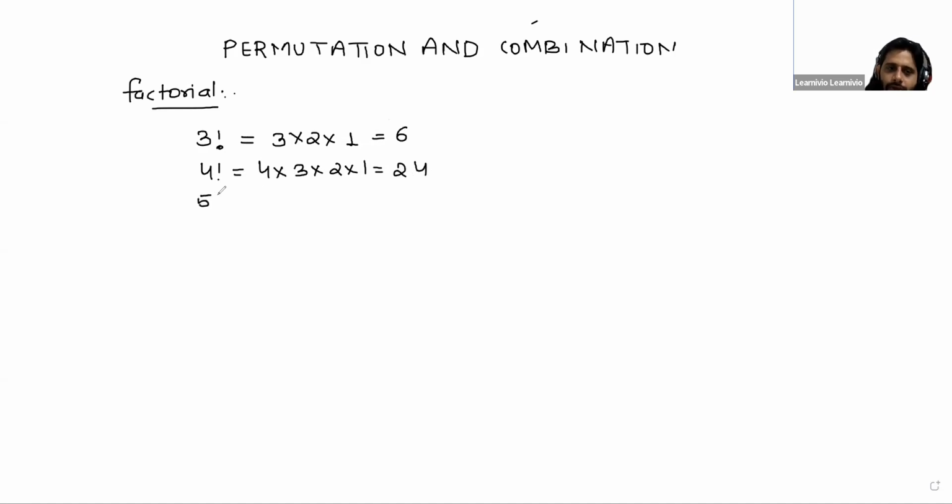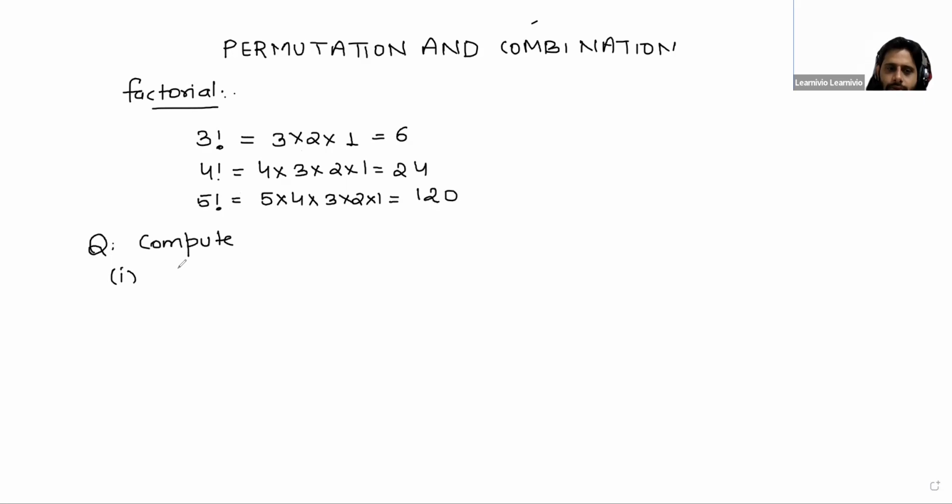Yusra, can you tell me what is 5 factorial then? Five into 4 into 3 into 2 into 1. Yes, sir. So that is 120. Okay, Yusra, any doubt in this? Factorial is clear? Yes, sir.